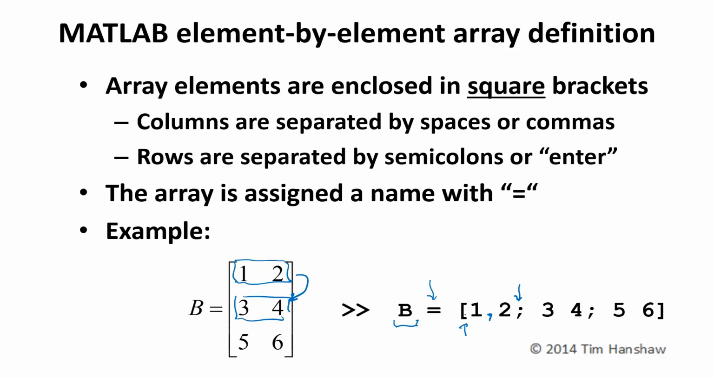Those elements are 3 and 4. I can put a comma here if I want to, otherwise a space is just fine. Now another semicolon moves me down to the next row of the array. The elements of that are 5 and 6. The final square bracket closes the array. This will define this set of numbers within MATLAB's workspace.